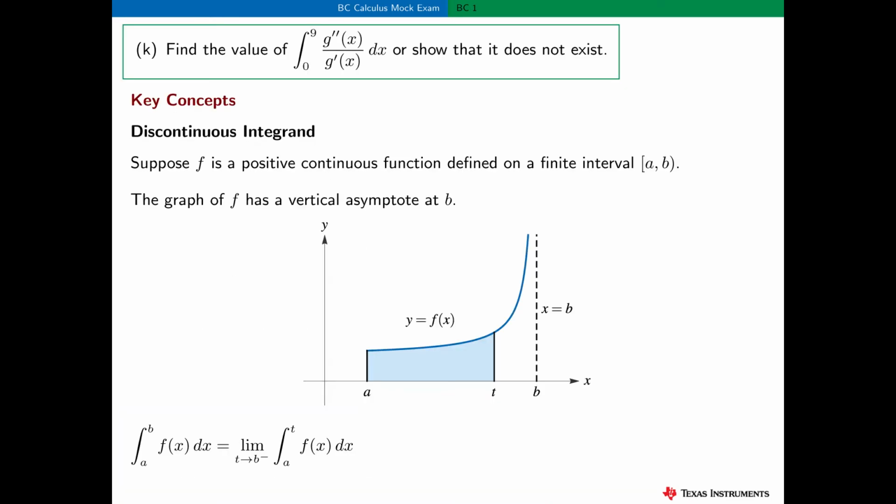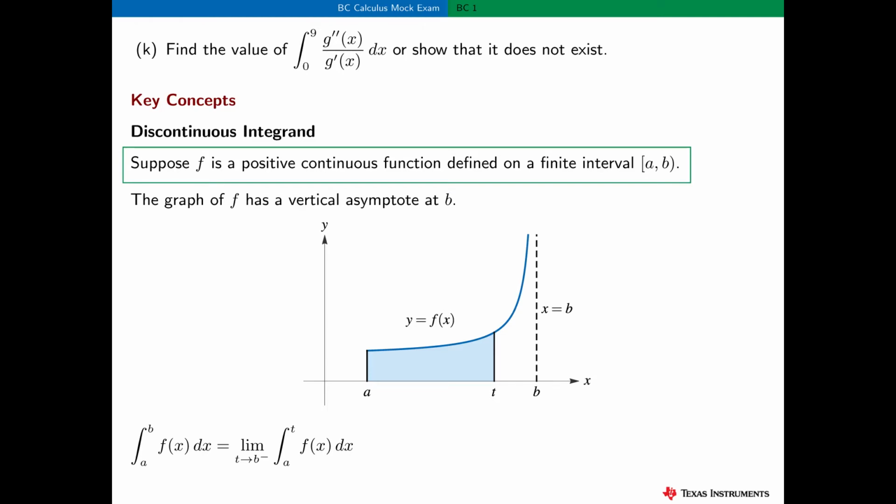In Part K, the student needs to find the value of this definite integral or show that it does not exist. Now, the important thing to recognize here is that the integrand is not continuous over the entire interval 0 to 9. Using the original graph, g prime of 9 is equal to 0. So the integrand is not defined at x equal 9 and is therefore discontinuous. We cannot evaluate this in the usual way using the fundamental theorem of calculus part 2.